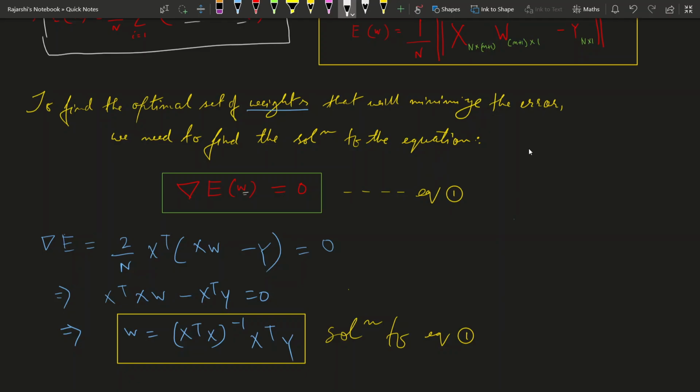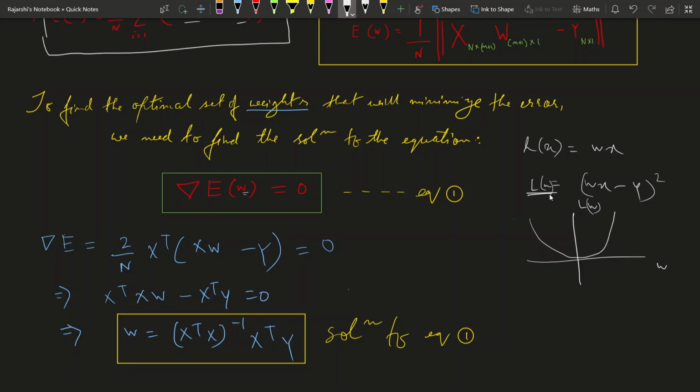Let's take the simplest example. So h of x equals wx. And now your loss function, I'll simply give it as L equals (wx minus y) whole square. If you look at this carefully, this is nothing but a parabola. L is a function of w, so this is w, and this is basically a parabola.